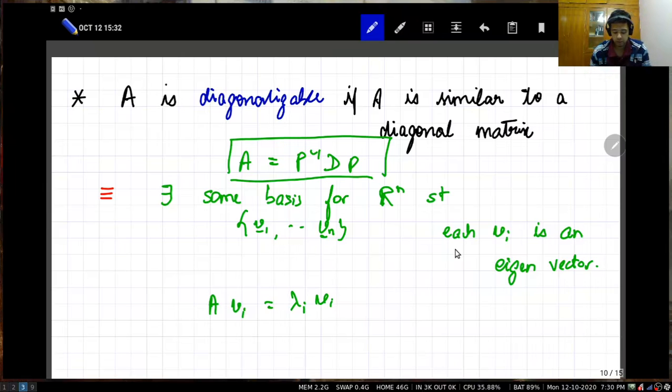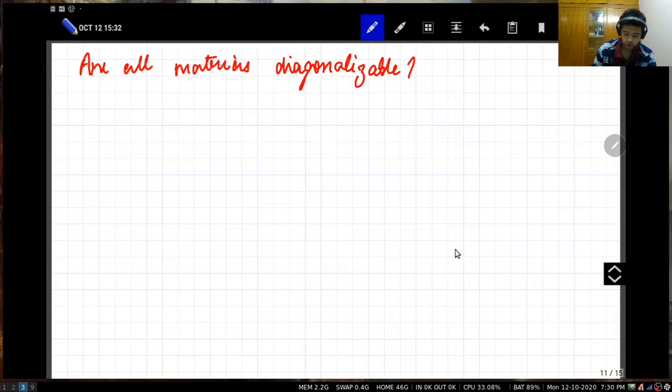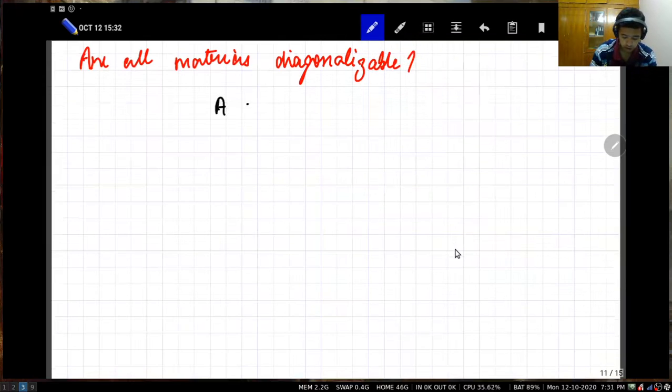But this leads to the following question: is every matrix diagonalizable? That is, given any square matrix A, can we always write it as P inverse DP for some invertible matrix P and diagonal matrix D? It turns out that that is not the case. There exist matrices which are not diagonalizable, and here is one simple example. Let's take A to be equal to [1 1; 0 1]. I claim that this matrix is not diagonalizable.